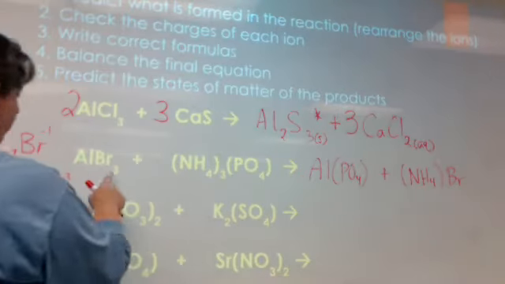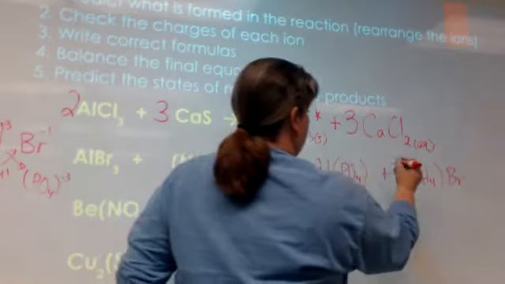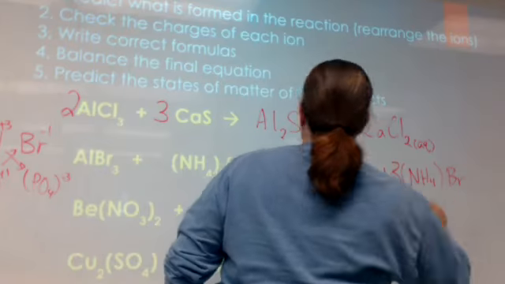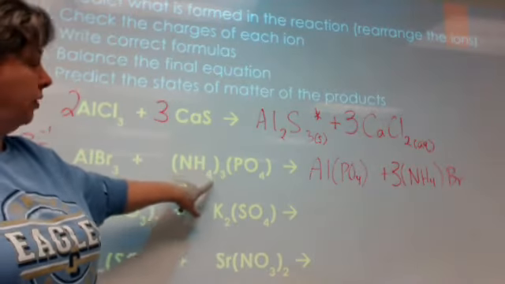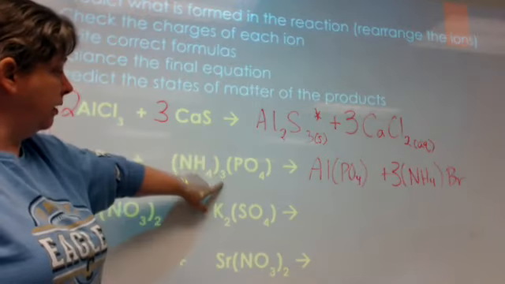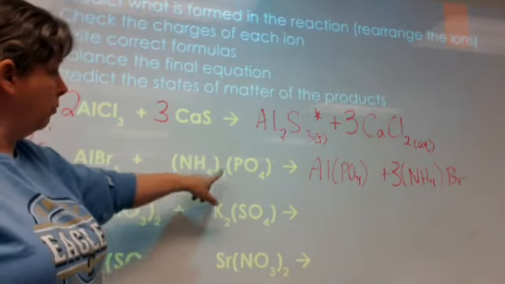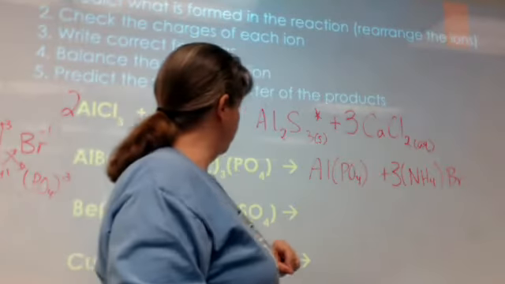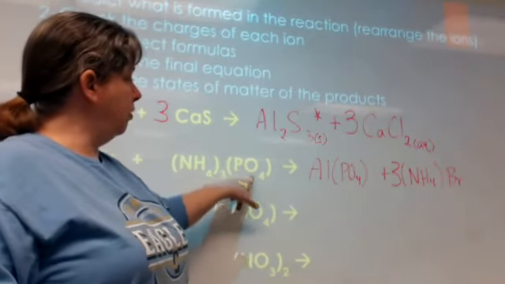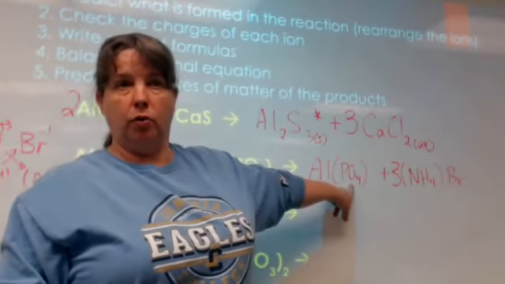1 Al, 1 Al, 3 bromines, 3 bromines. 3 NH4 groups. This 4 is inside the parentheses, so it doesn't count as a number. 3 NH4 groups, 3 NH4 groups, 1 PO4 group, 1 PO4.